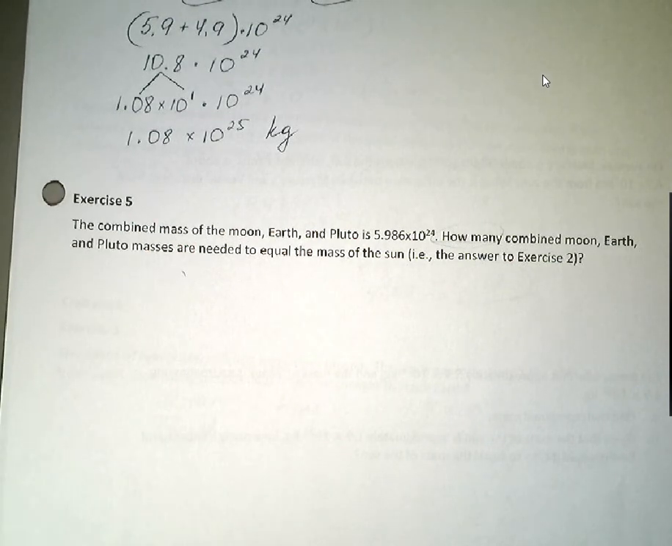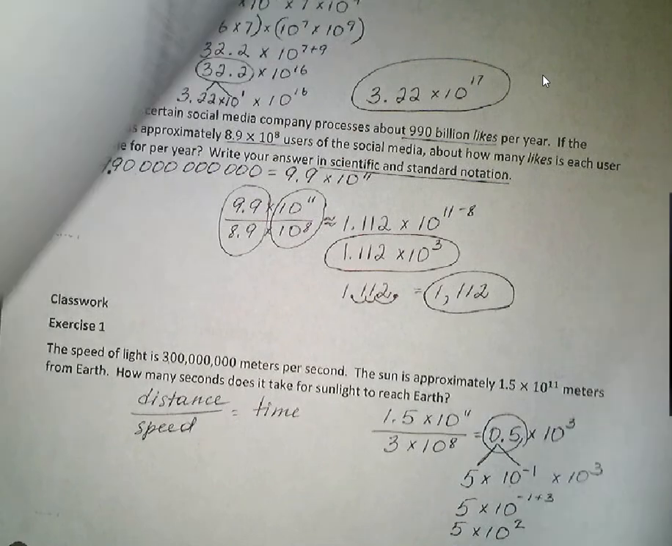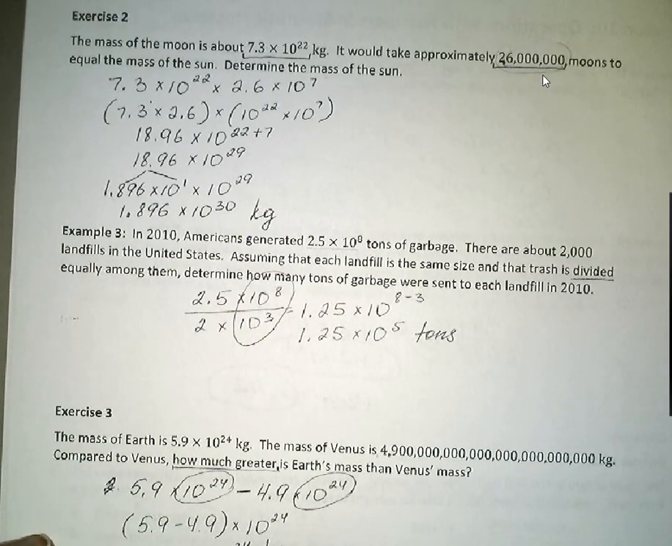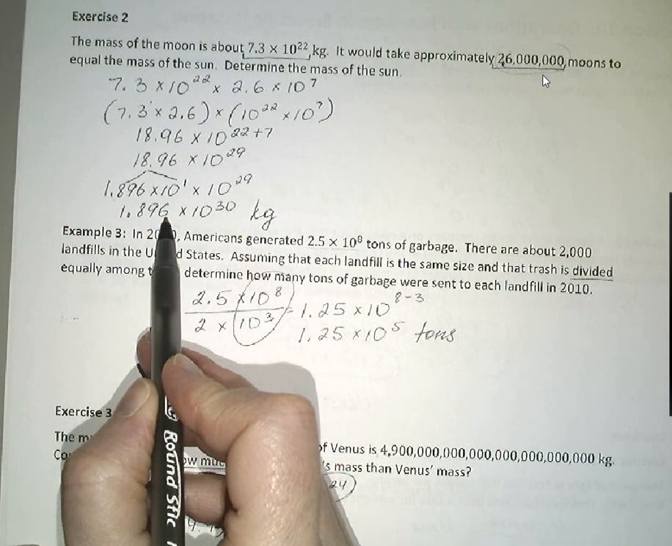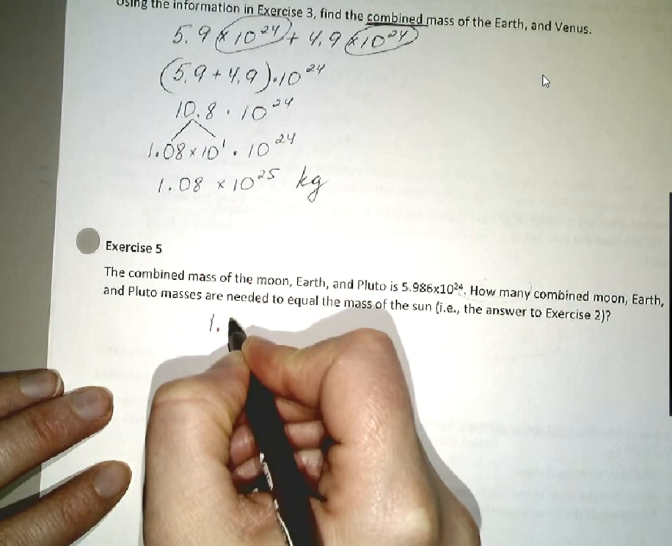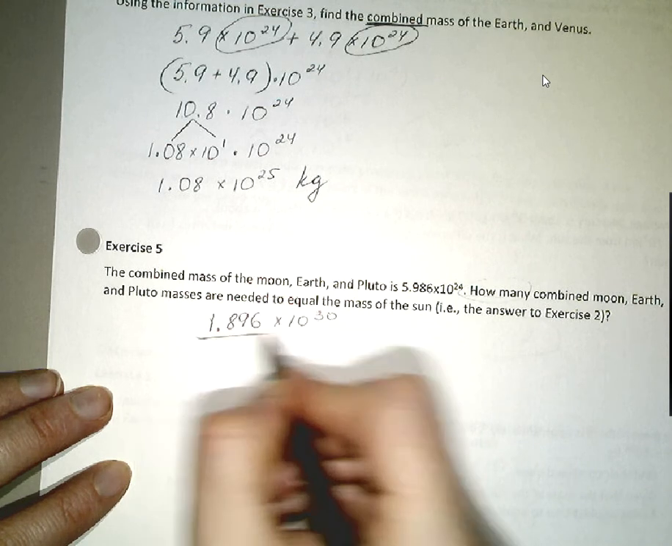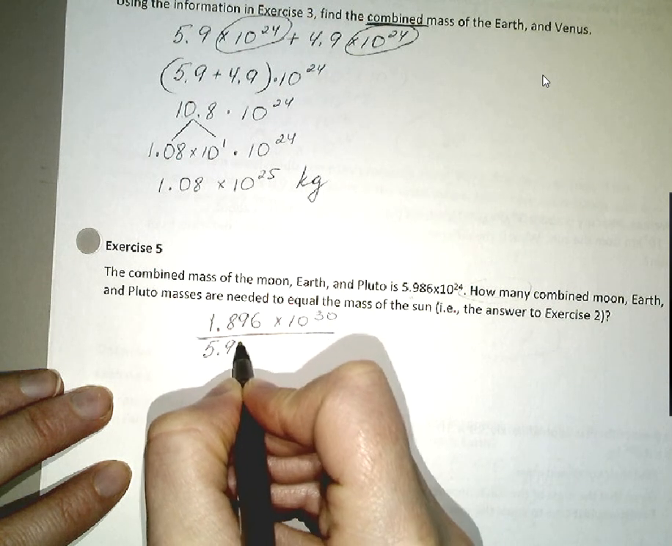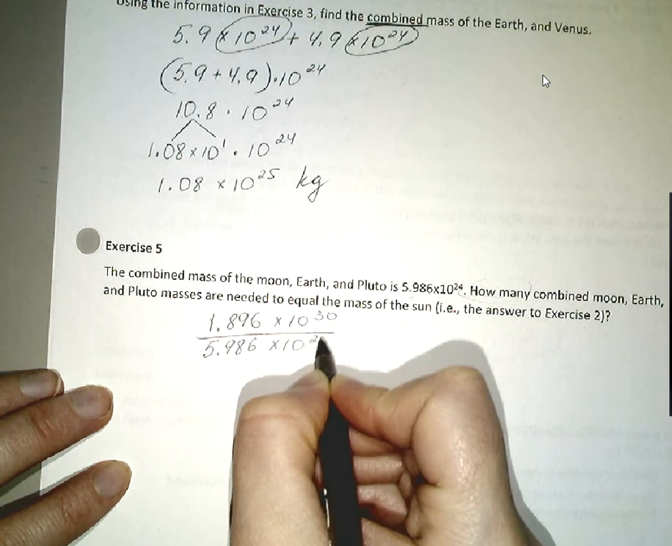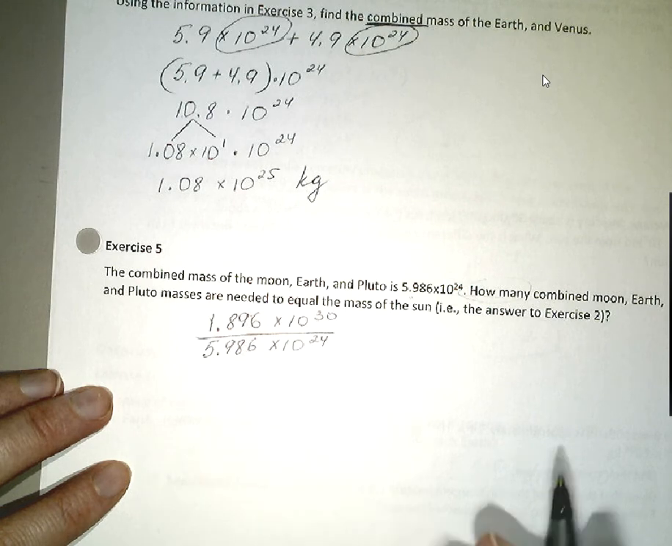I'm going to divide the mass of the Sun by this number. So I'm going back to exercise 2 to see what the mass of the Sun is. And that is 1 and 896 thousandths times 10 to the 30th. Okay, so I have 1 and 896 thousandths times 10 to the 30th, and I'm dividing it by this number that is the combined mass, 5,986 times 10 to the 24th. How many of these can go in here? So that's why I'm dividing the bigger number by the smaller number.